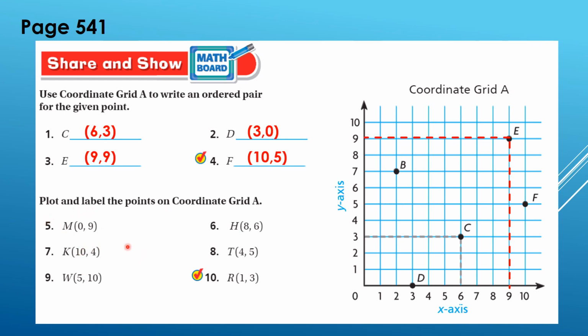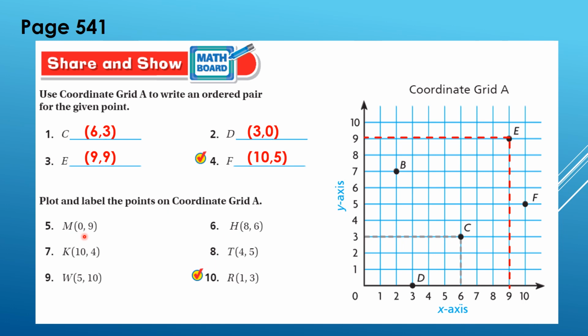Now I bet you can do also this part. Now this part, you have to label the points. You need to draw the points on the coordinate grid. This is really so much fun and so easy. I will just put the point following the ordered pair. Let's start with letter M.